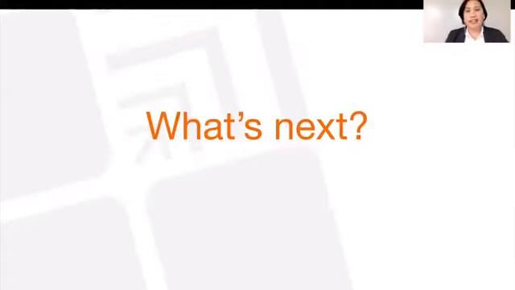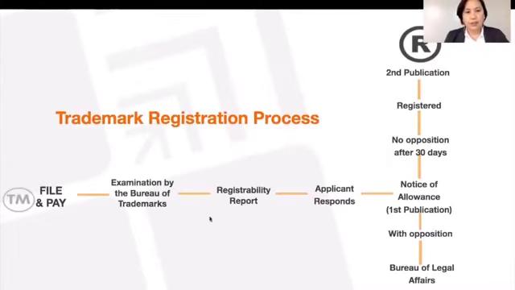So what's next? After you have filed and paid, your trademark application will go to the Bureau of Trademarks, and it will be assigned to a trademark examiner. So what will the examiner try to find out? First, he will try to find out the formalities. Has the applicant completely filled out the trademark application form?